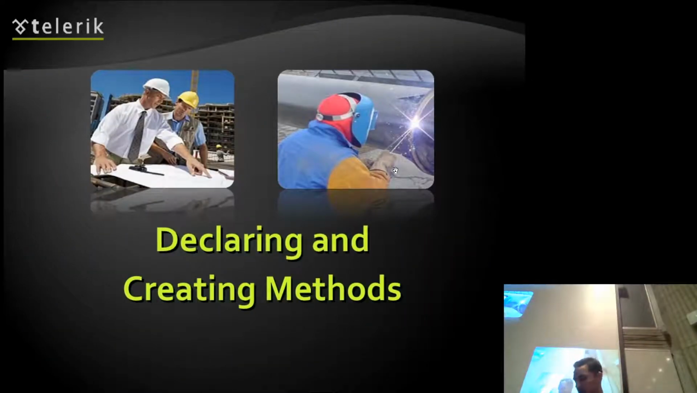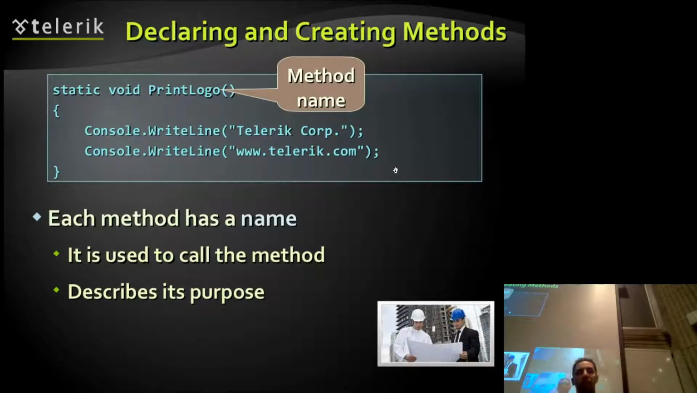Okay, so how do we do it in C#? Declaring it, creating it. Everything needs a name. It's how you call it. Usually we want to describe its purpose. In C#, there is a coding convention about how you should capitalize multi-word names. It is not what it shows here, where it says print logo with a capital P and a capital L. We use first letter lowercase and then capitalize every word.